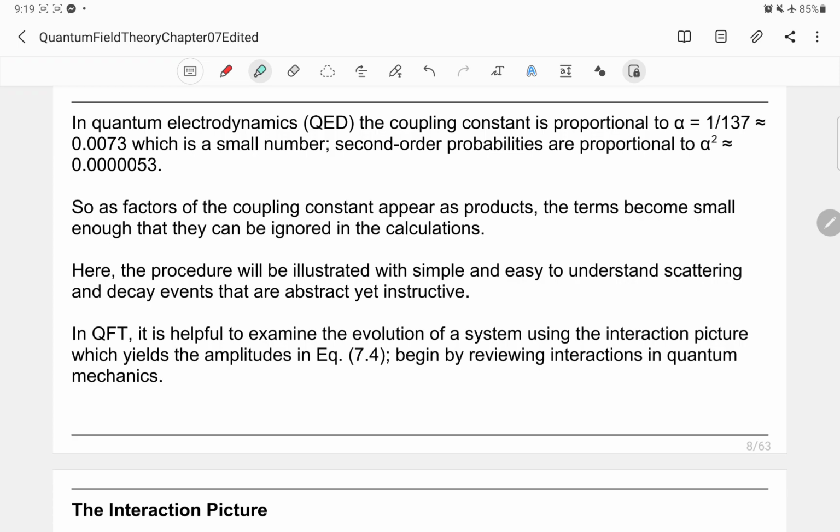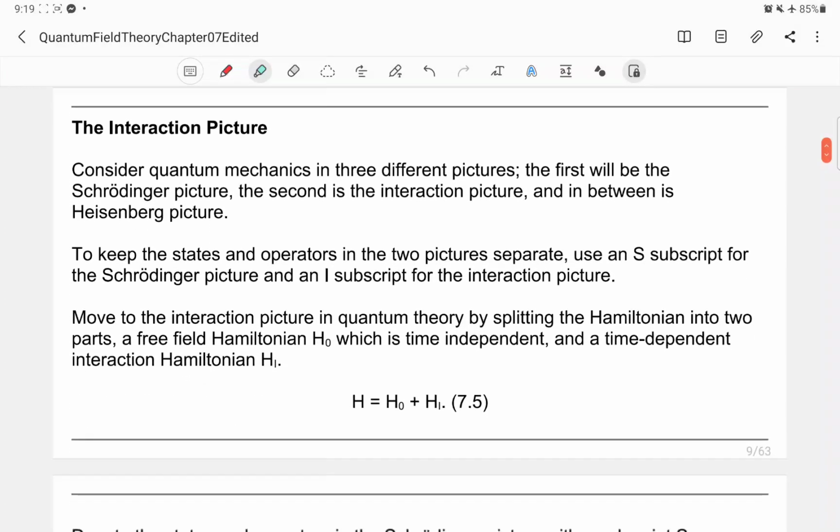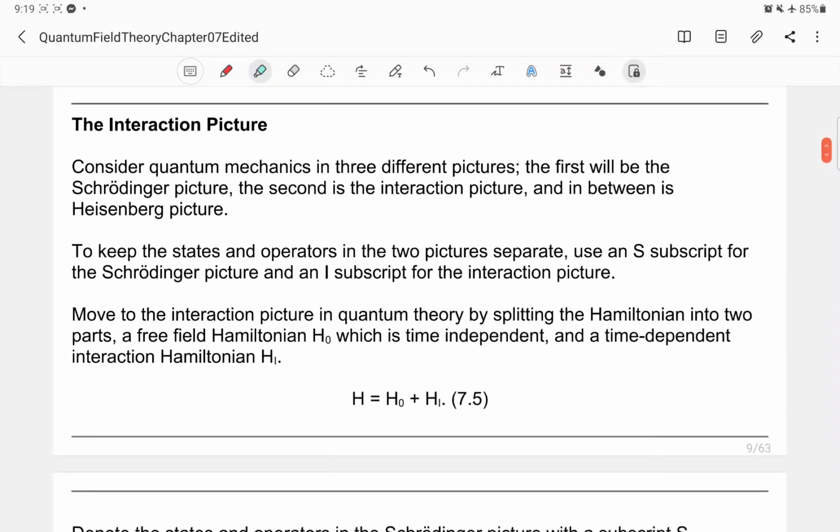We will show some illustrations later about this calculation. And so we try to review some interactions in quantum mechanics, and we will relate it with what's going on in quantum field theory. So we'll start with this one.